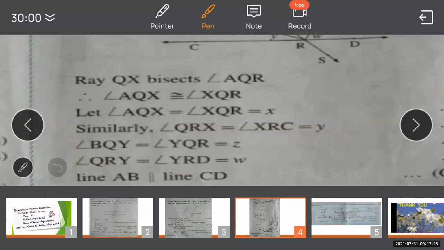Second, what the condition you have to prove is that line AB is parallel to line CD. Okay, now see here. Okay, so here line AB parallel line CD. Now see, this is the line AB, extended. Now this is line CD and PS is the transversal. So this PS is the transversal.